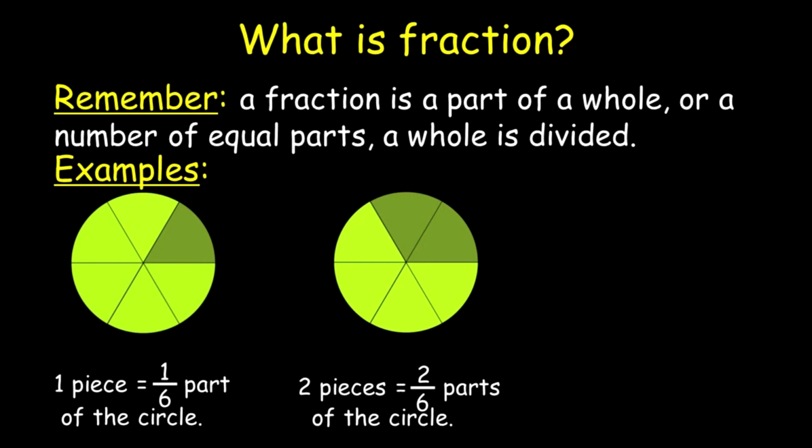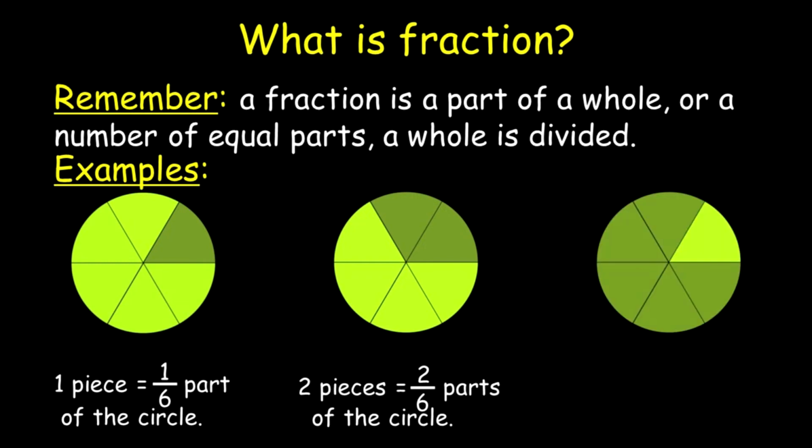And finally, let's shade 5 pieces of the circle. 5 shaded pieces are 5/6 parts of the circle. The denominator 6 means how many parts we divided our circle into. The numerator 5 means that we took 5 parts of our divided circle. It doesn't matter what we divide, but it should be divided equally.